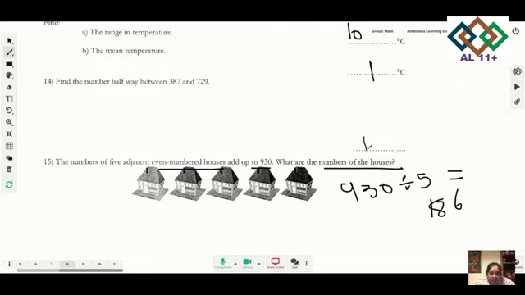And number 14 was 18. Number 14 was 558. So you just need to divide, because I've given you the number of houses and they've given you how many they add up to. Just need to divide it by 5 and you get the answer 186. Good.